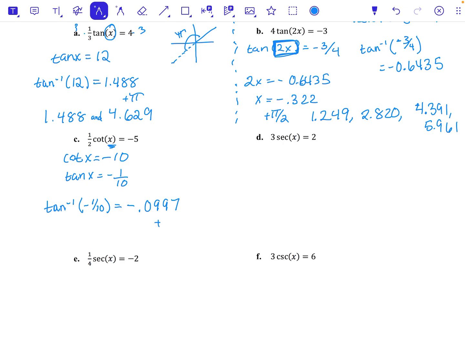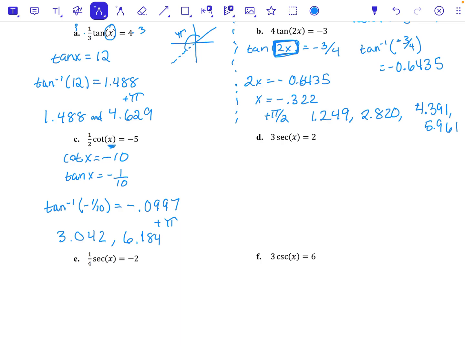And since we don't have a b value here, our period is just pi. So if I add pi to this, I'm going to get into my first solution, which is at 3.042. And then if I add pi again, I would get my second solution of 6.184. And so I have my 2 solutions. Woohoo. All right, the next one, secant.